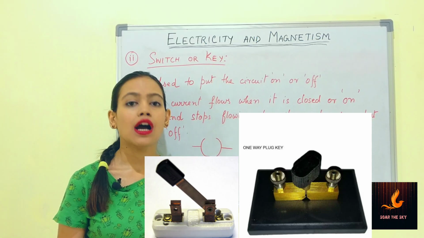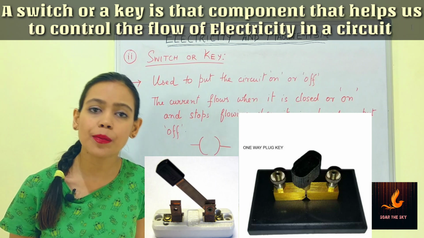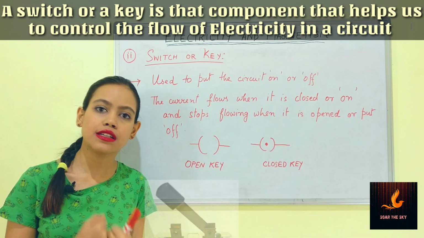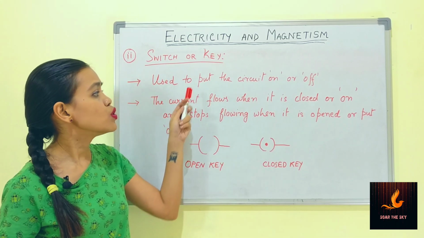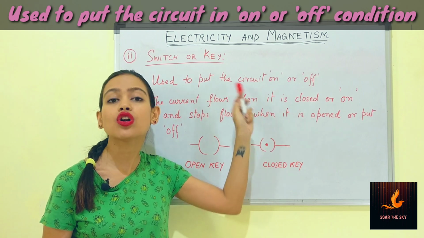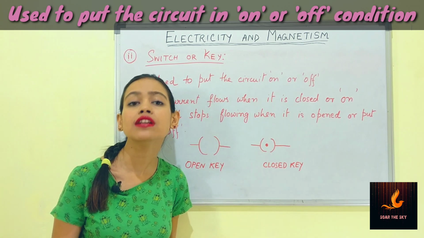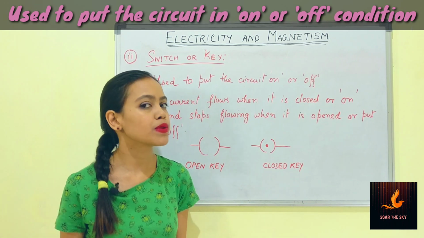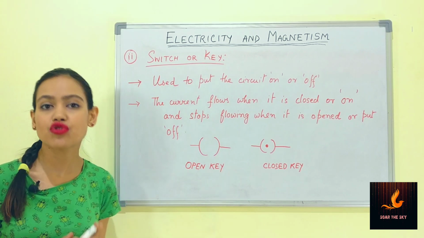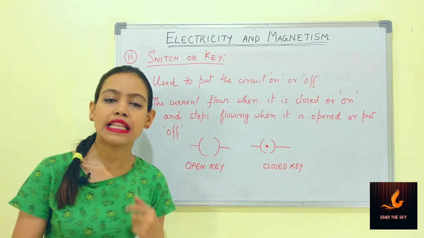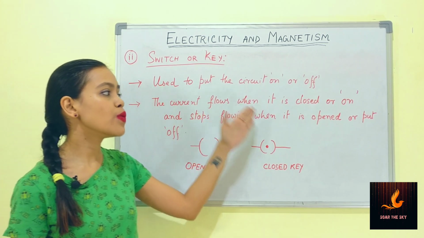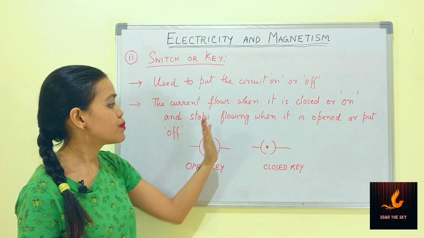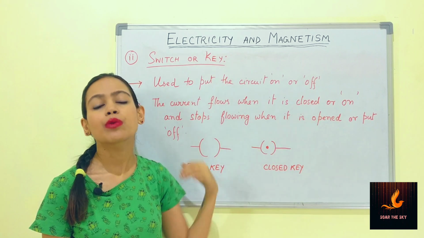What is a switch or a key? A switch or a key is that component that helps us to control the flow of electricity in a circuit. It is used to put the circuit in an on condition or in an off condition. In an on condition, the current flows in the circuit, whereas in an off condition, the current stops flowing inside the circuit. So it basically controls the flow of electric current. The current flows when it is closed, or on, and stops flowing when it is open or put off.